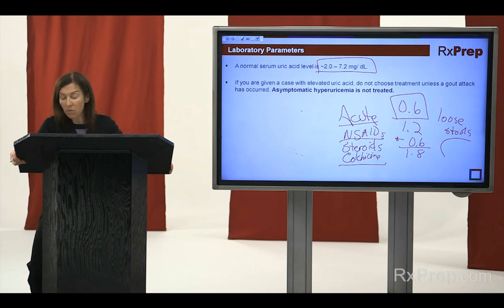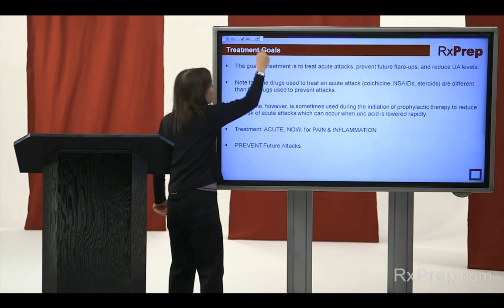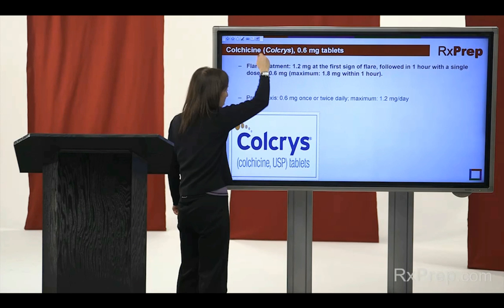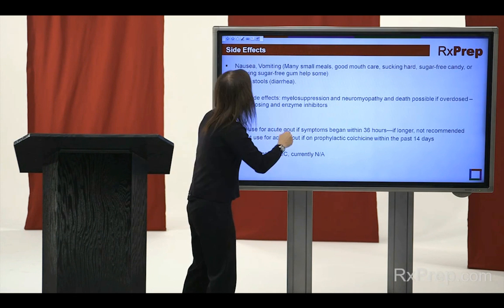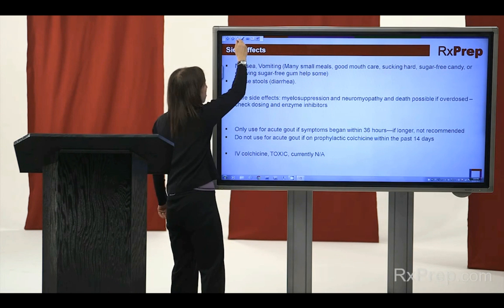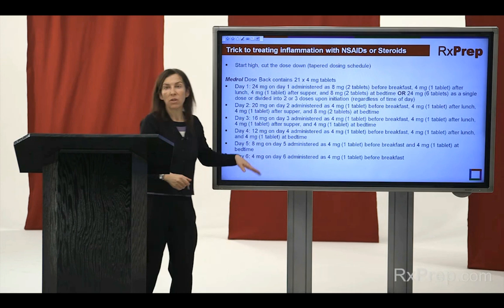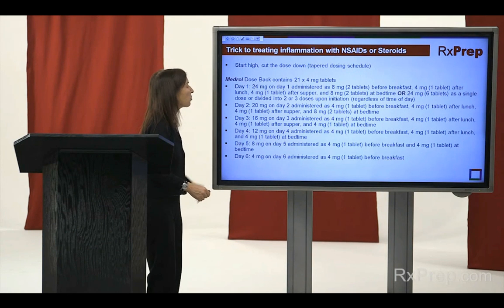Okay, now steroids are being very commonly used for gout, and they can be given either orally, or what's done sometimes is to inject the steroid into the joint. That's the brand of the colchicine, Colcrys, and that's just the colchicine side effects. Before we get to the injection, I wanted to show you the dosing of a Medrol dose pack.